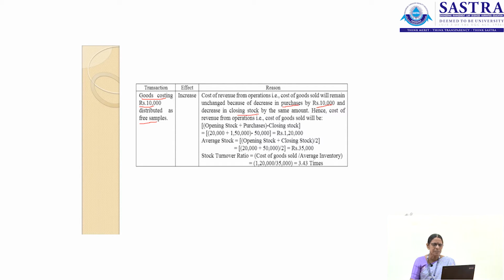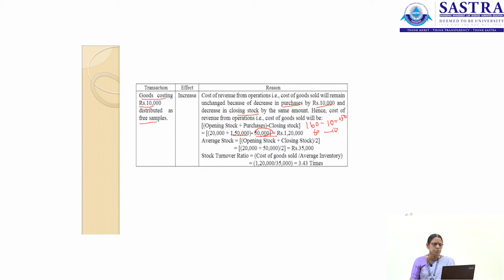So 1,60,000 is your original purchases minus your distribution of goods as free samples 10,000 will get 1,50,000 rupees as your net purchases. Now closing stock we have 60,000 rupees minus your 10,000 will give you again 50,000 rupees. This is your closing stock.